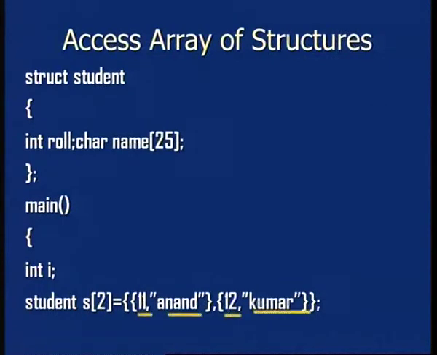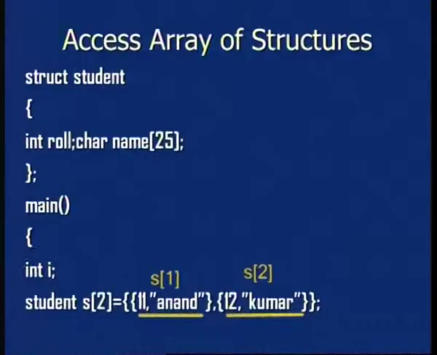We are initializing it with 2 values in one shot, and during initialization we have to make sure that the braces are balanced. You have a separate brace for each of the values, and the total initialization is also enclosed within 2 braces, and it has to be terminated by a semicolon. So, now student S of 0 will hold the value 11 and Anand. Student S of 1 will hold the value 12 and Kumar. That is how the compiler understands this initialization.